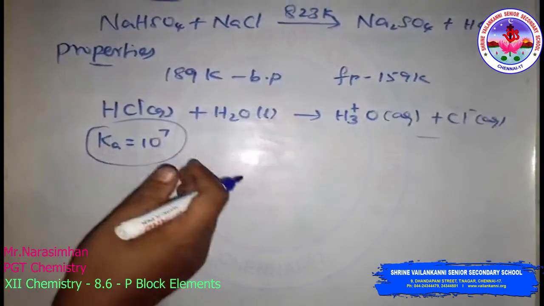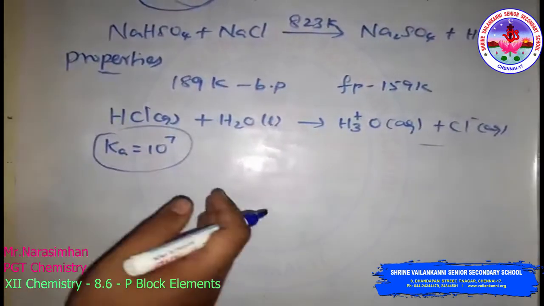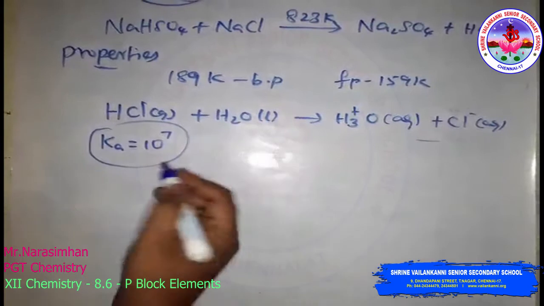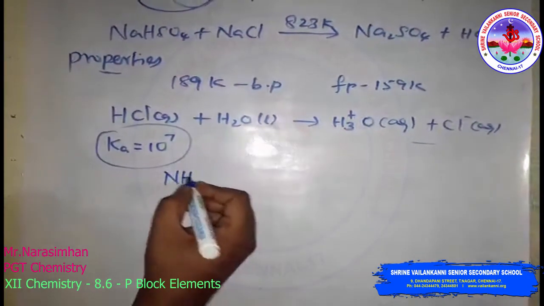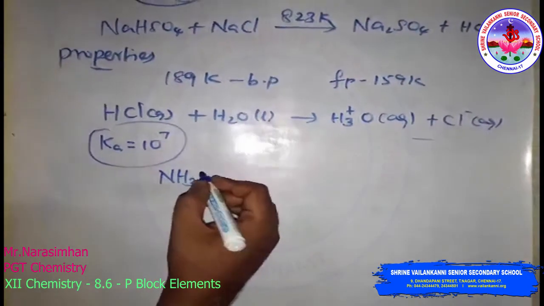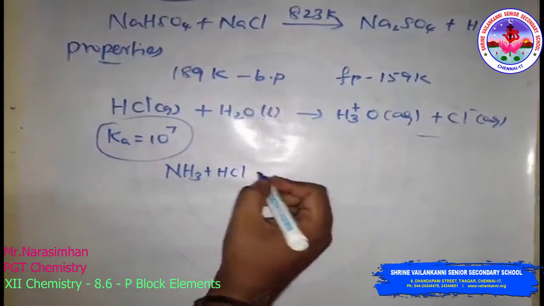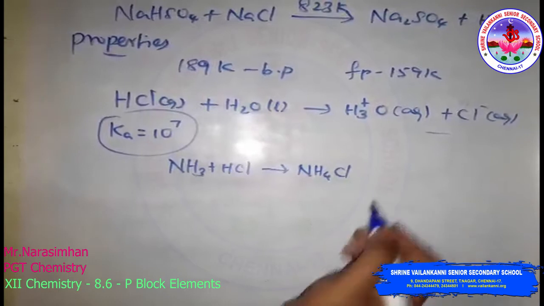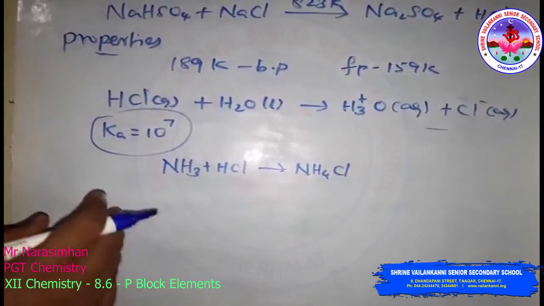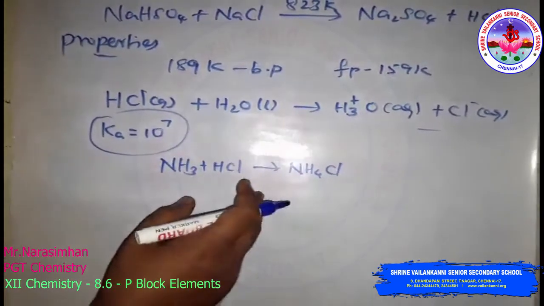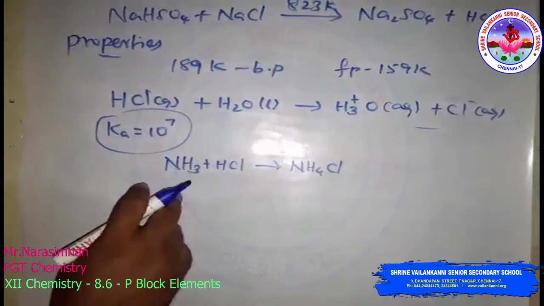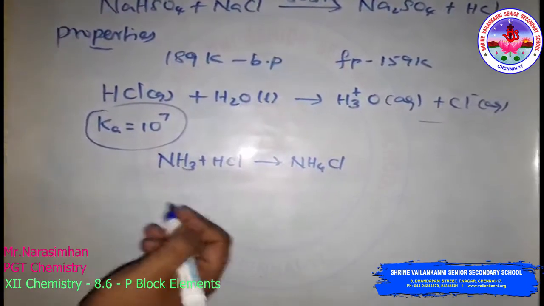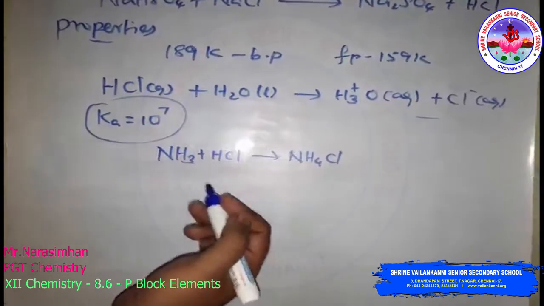It reacts with ammonia gas to give white fumes of ammonium chloride. We already saw the reaction: ammonia reacts with HCl gas to form ammonium chloride, that is white fumes. When 3 parts of concentrated HCl and 1 part of concentrated nitric acid are mixed, it is called aqua regia. It is used for dissolving noble metals like gold and platinum.